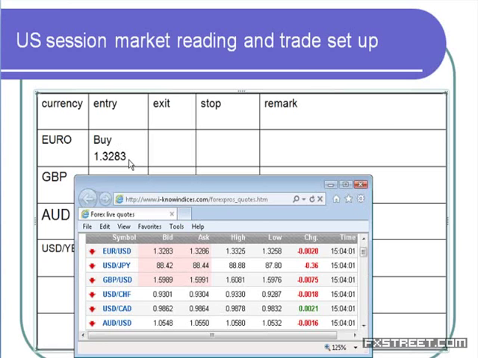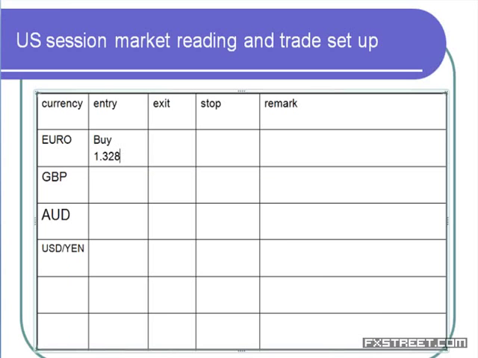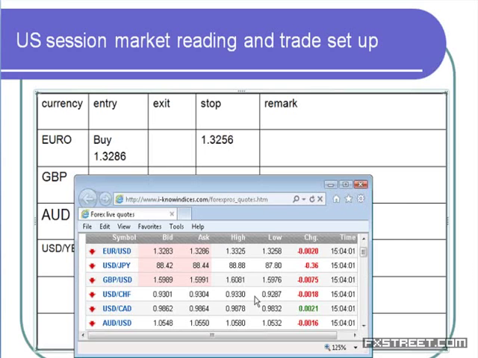$1.3283 or 86. Okay. Now we'll keep a stop 30 pips below. And our exit point will be initially the high they have set for the day, 1.3325.